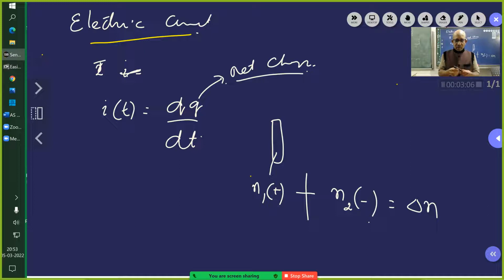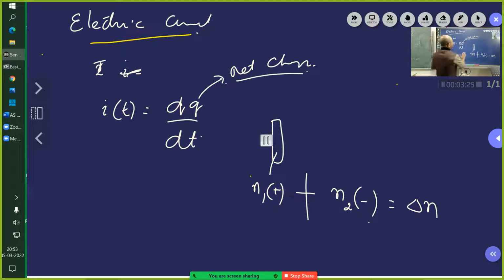So now, what is the net charge of this body? See, this body, if I take, it has both protons and electrons. Correct? So what is the net charge here? 0. Got it? So the concept of net charge is this.